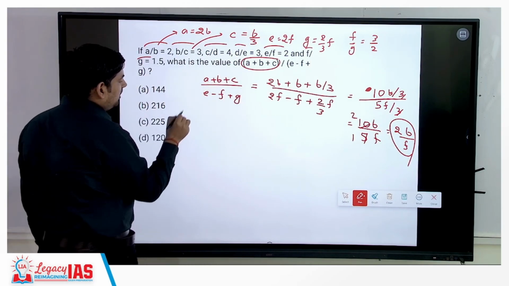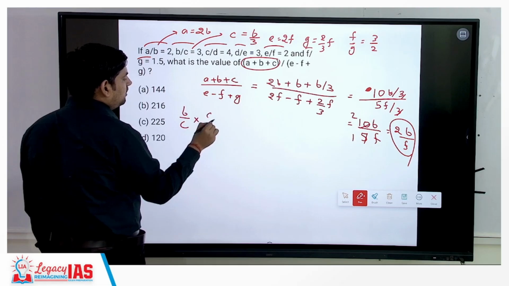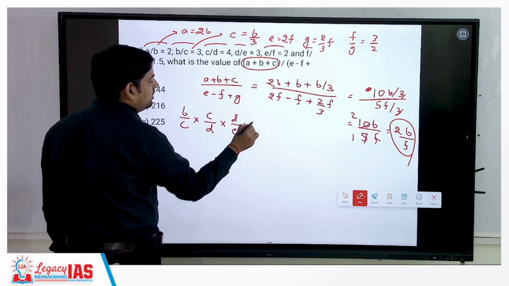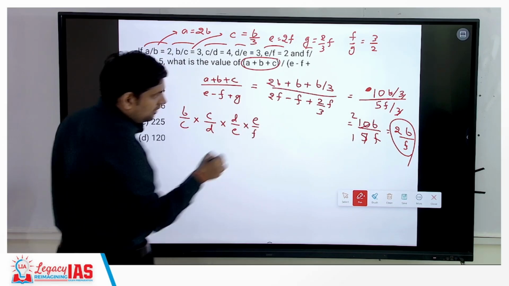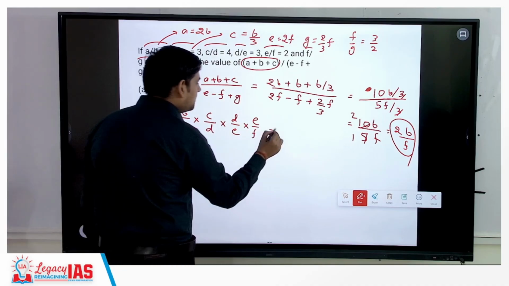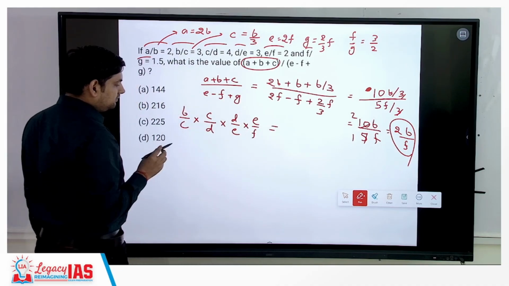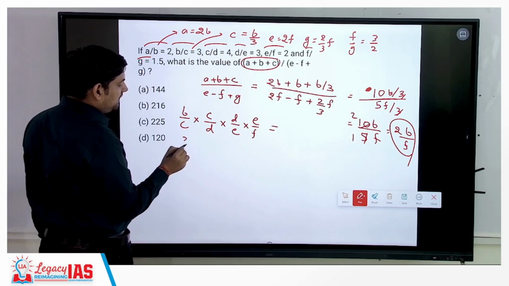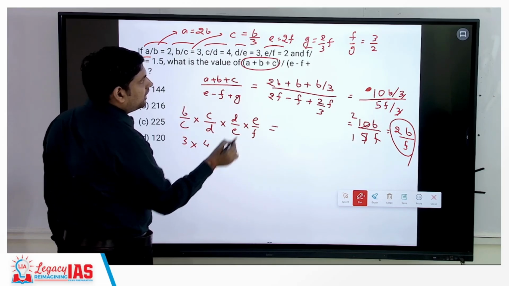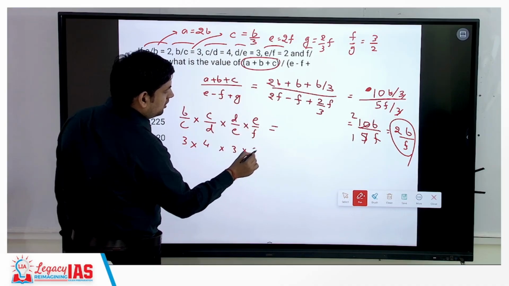You start from here. B by C into C by D into D by E into E by F. That's it. Correct? This gives you what? Can you see? B by C is what? B by C is 3. C by D is what? 4. D by E is 3 and E by F is 2.